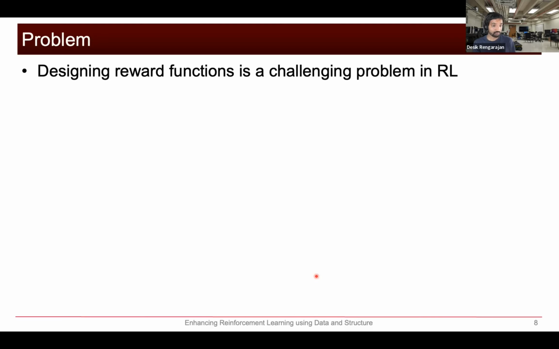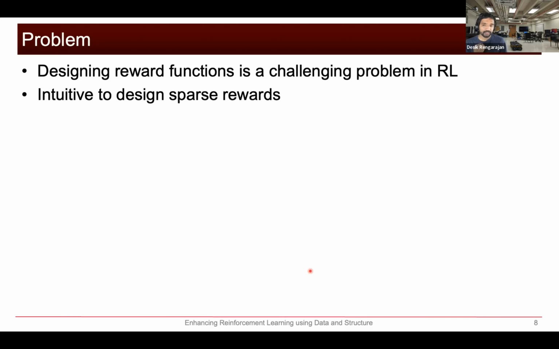And what happens is that if the reward function is not designed correctly, the agent just stays at a single position and does not move, because it feels that colliding with an obstacle is so bad that it doesn't even want to start moving. So you might get these undesired results if the reward functions are not designed well.